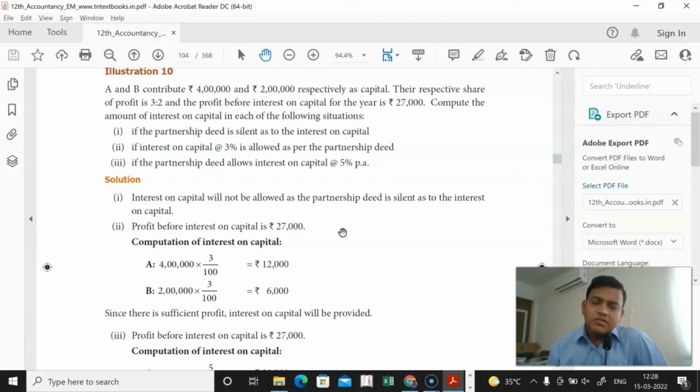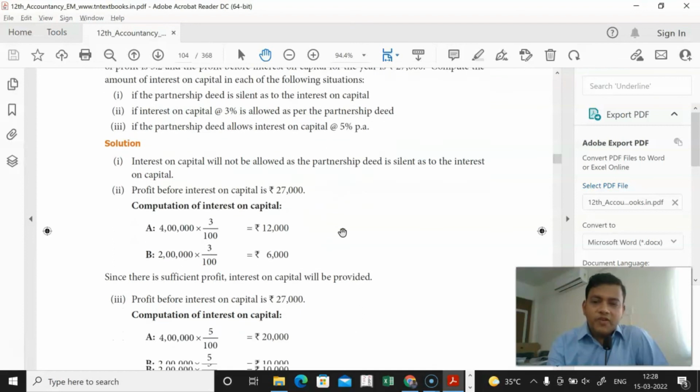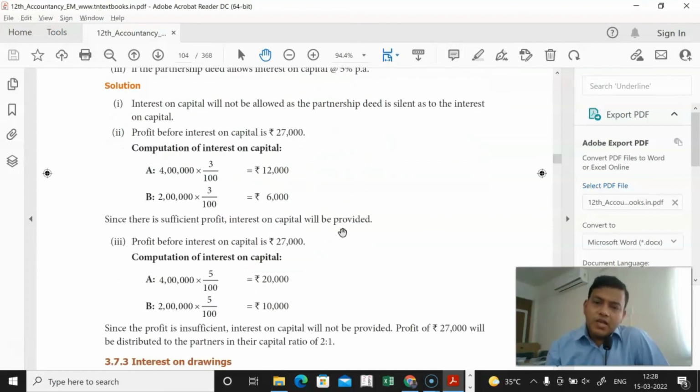Now the third situation is if the partnership deed allows an interest of 5%. If it is going to be 5%, then your interest on capital will be 20,000 and 10,000. That means you have to pay 30,000, whereas your profit is only 27,000. So there is a deficiency. So how to do this?